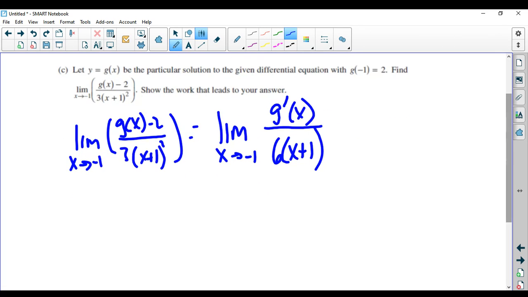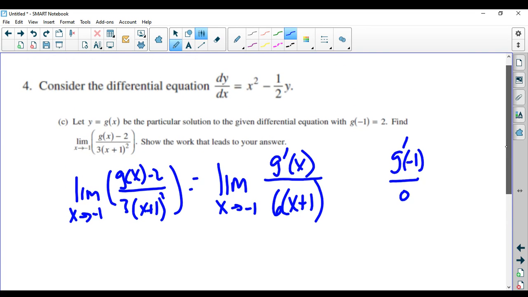That's fine. Now we're going to plug in -1 to see what happens. So again, be careful. Don't just put equals and then put the -1. Let's just evaluate it. So off to the side, g prime of -1 over 0. So it looks like we may have a vertical asymptote again. So if this were undefined, the original limit would be, but let's just see what g prime of -1 is.